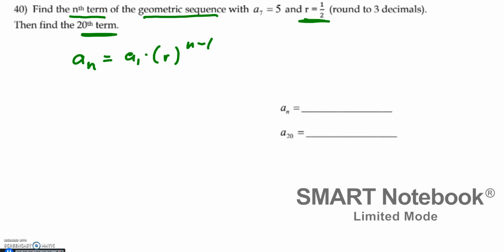And the most important things in this equation are the common ratio, which we have, and a sub 1, which we do not. And so let's plug in what we have. A sub n equals a sub 1 times 1/2 to the n minus 1 power.